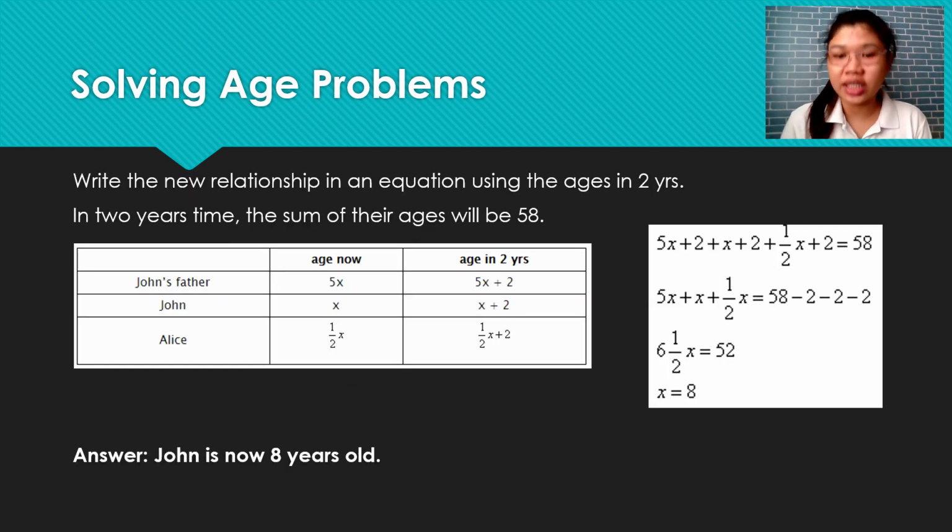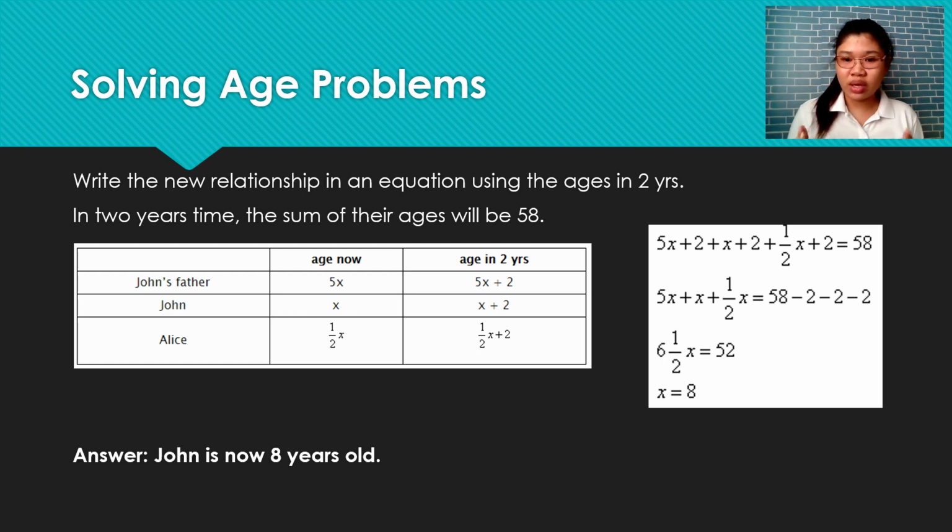So again, writing the relationship, because it is stated in the problem that the sum of their ages is 58. We have 5x plus 2, that is for father. And then we have x plus 2, that is for John. And then we have 1/2 x plus 2, that is for Alice. And the total of their ages is 58.